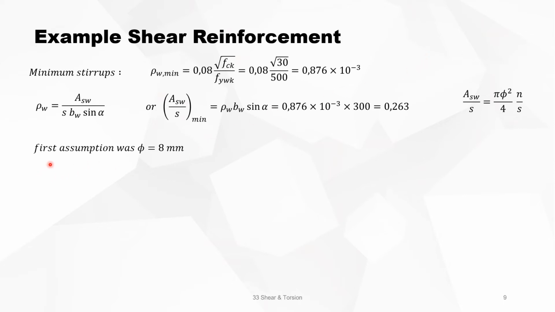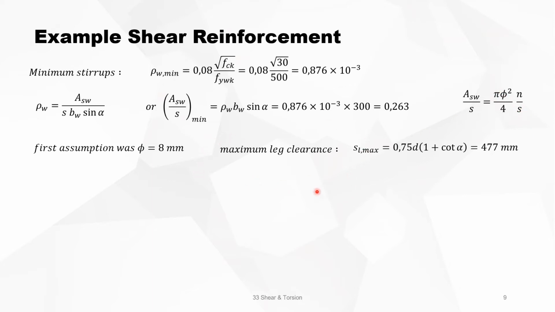The first assumption was, if you remember, that we took to calculate d, the first assumption was the diameter was 8, so we keep this assumption. Otherwise, we have to recalculate everything. So the diameter is 8 millimeter, but we have two elements which are unknown, which is S and phi.